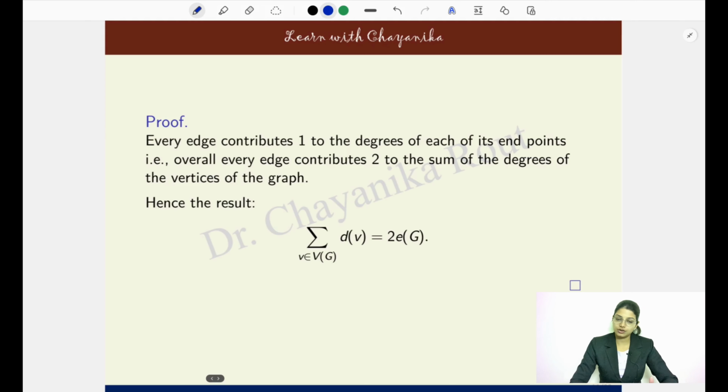That is why when we take the sum total of the degrees of all the vertices in the graph, since every edge has its contribution of degree 2, the sum total of degrees becomes twice the number of edges. As many edges as there are, twice that number will be the sum total of all the degrees, because every edge contributes a total of 2 to the sum of the degrees. That is what is written in this slide as the proof of the handshaking lemma: every edge contributes 1 to the degree of each of its endpoints, that is, overall every edge contributes 2 to the sum of the degrees of all the vertices, and hence we get the result presented in the degree sum formula.